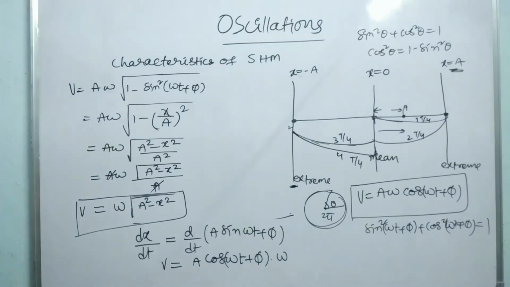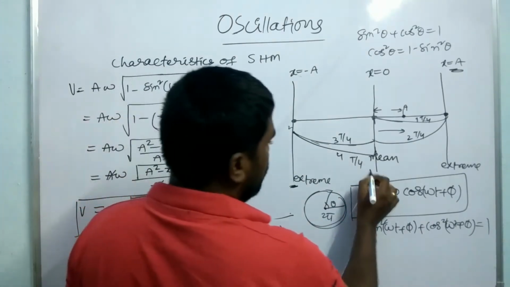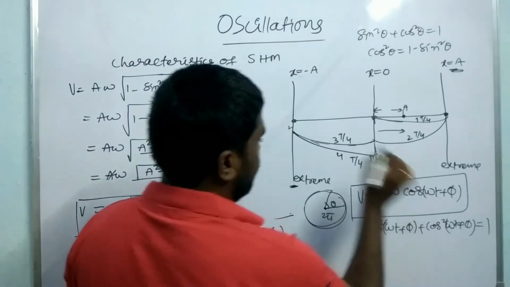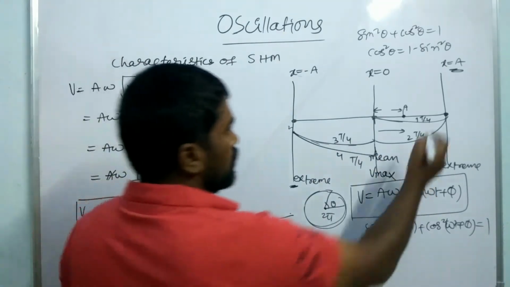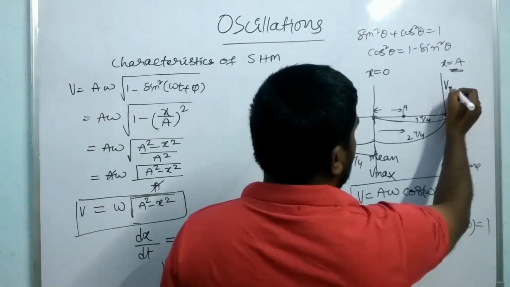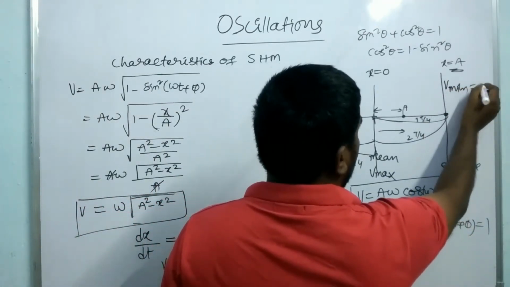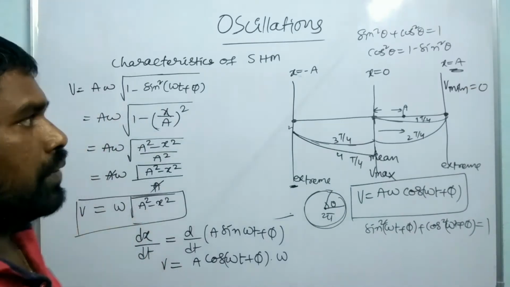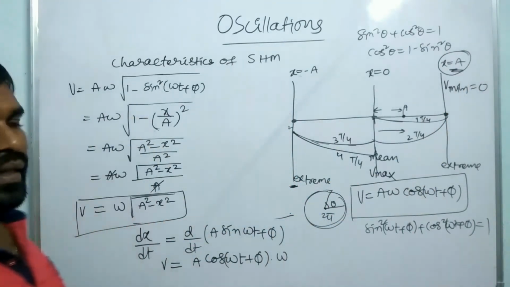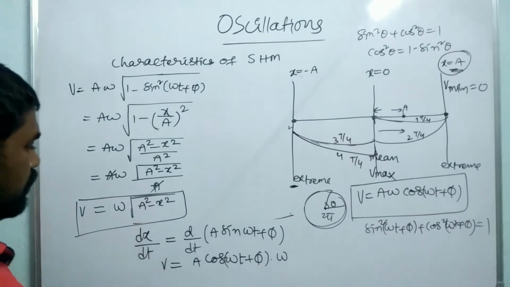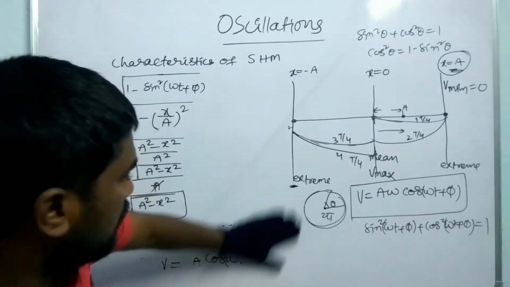So what is the velocity of the particle at mean position? The velocity of the particle at mean position is maximum. Already you learned it. And the velocity of the particle at the extreme position, v is equal to minimum, it is equal to 0. Because at extreme position displacement is equal to how much? A. So let us calculate the velocity at the extreme position.